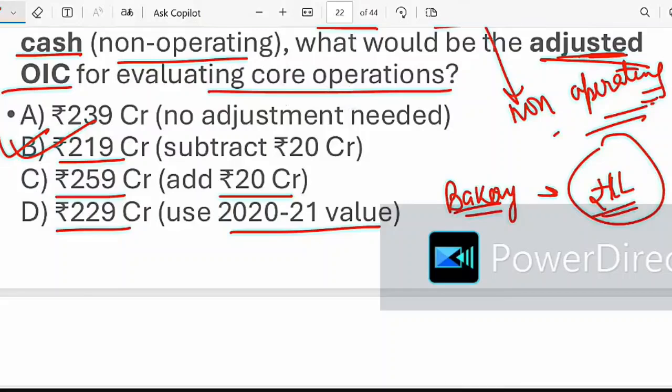So I hope the concept is clear that if a company has excess cash, it should be excluded from the net operating invested capital. That is called OIC, right? So I hope it is clear why the answer is 219 crore.